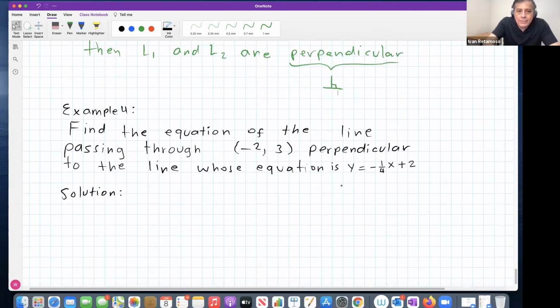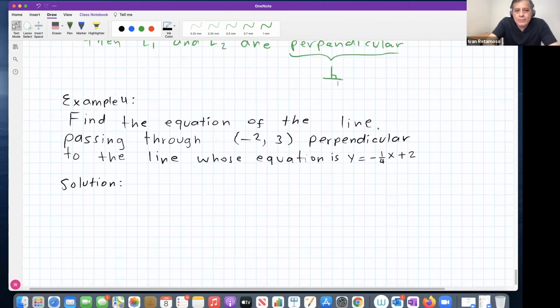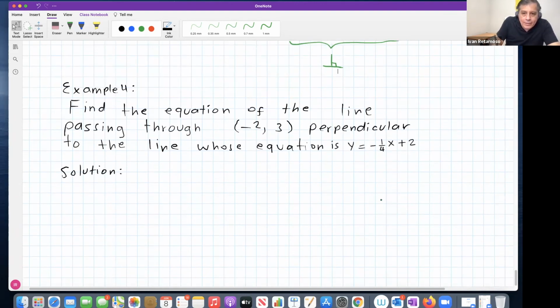Example 4, computational example. It says, find the equation of the line passing through this point perpendicular to the line whose equation is y equal -1/4 times x plus 2. Let's do it together. Okay, notice, guys, that in this case, the slope of the given line is this guy, right? The number attached to x is -1/4.